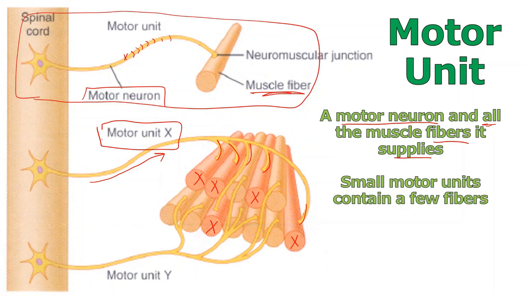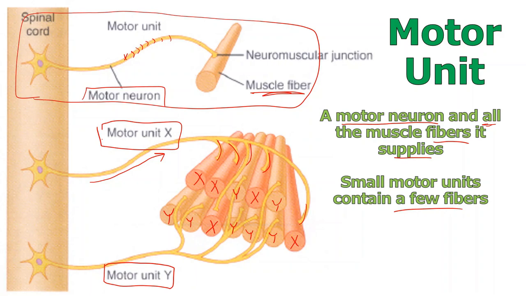What if we wanted some more power though, right? What if the small motor unit wasn't enough? What if we needed to recruit some more guys to fight in our battle? Well, we could hire a new motor unit, right? There's motor unit Y. Notice what it's connected to. It's connected to that and that and this and this and this and so on and so on. All these yellowish looking fibers are all connected by motor neuron Y.